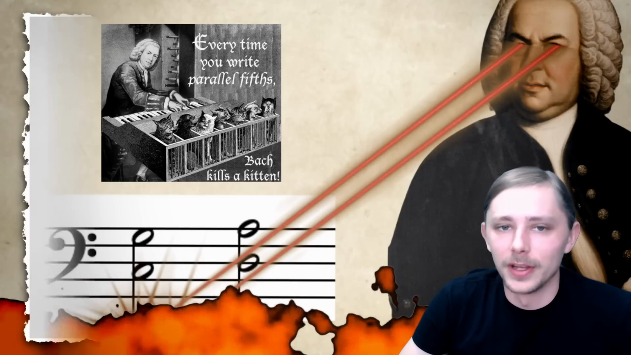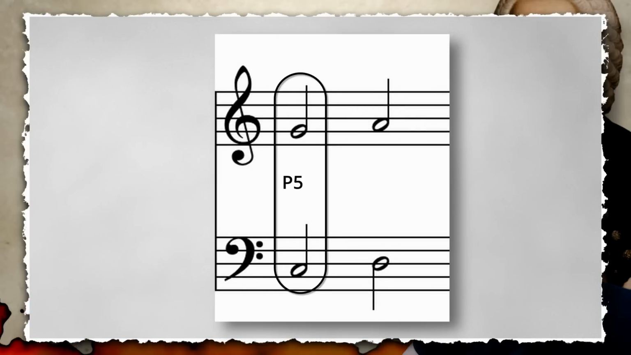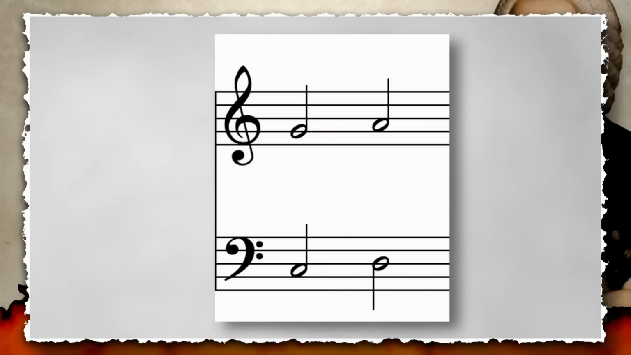What are parallel fifths? Parallel fifths are exactly what they sound like. It is the interval of a perfect fifth between two voices that move in parallel to another fifth. So imagine we have a C in the bass and a G in the soprano. Both voices move in the same direction, known as parallel motion, up a whole step so that we now have a D in the bass and an A in the soprano. That is a parallel fifth.